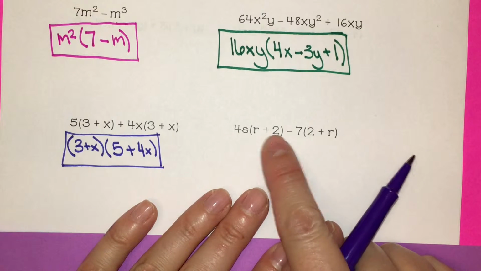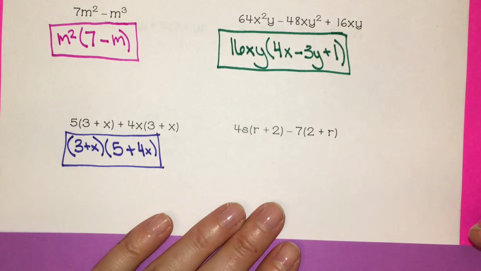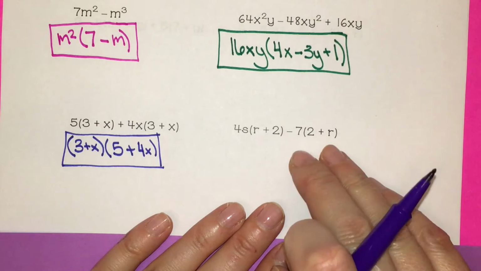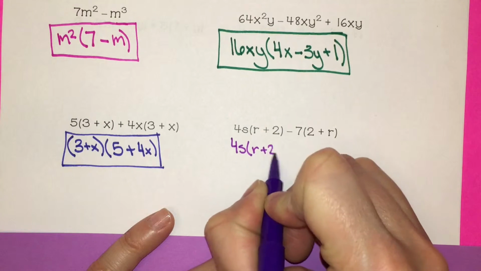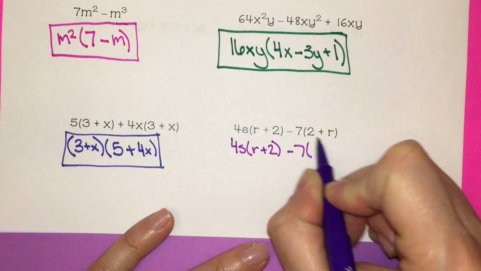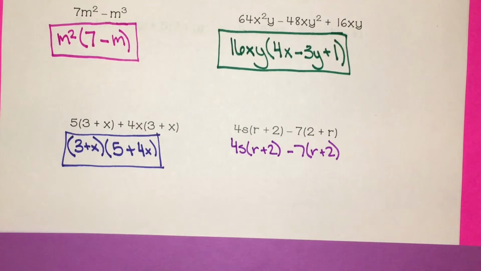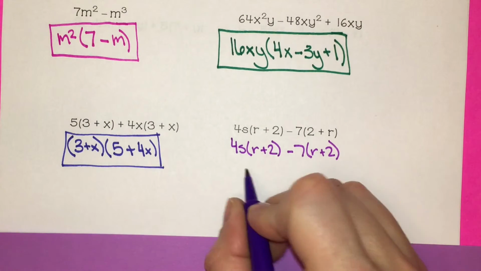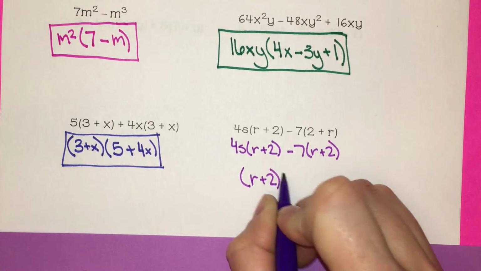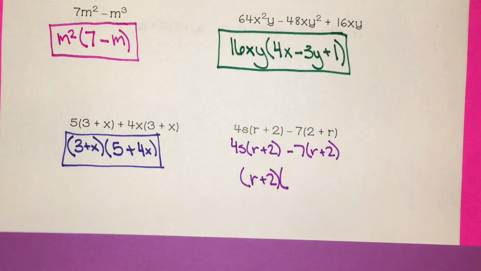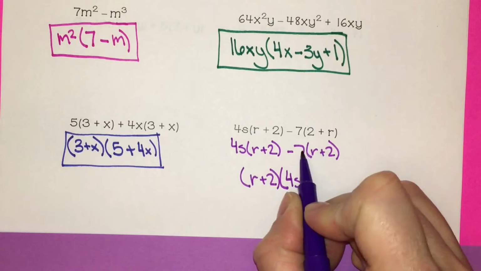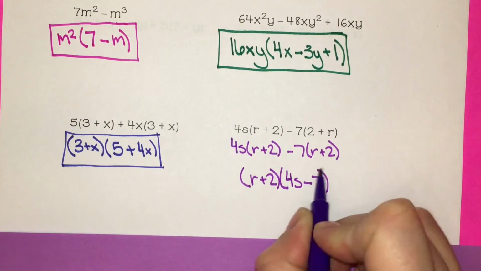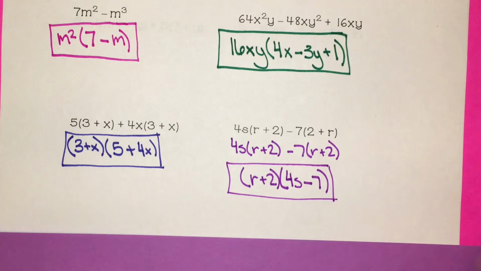Okay, over here, well, r plus 2 is the same thing as 2 plus r. Because they're both positive, we can just reverse this. This is the same thing as 4s times r plus 2 minus 7 times r plus 2. So what they have in common is r plus 2 times what's left over. Well, this one was multiplied by 4s minus, this one's multiplied by 7. So this is my polynomial factored.